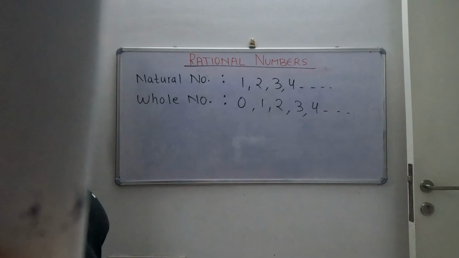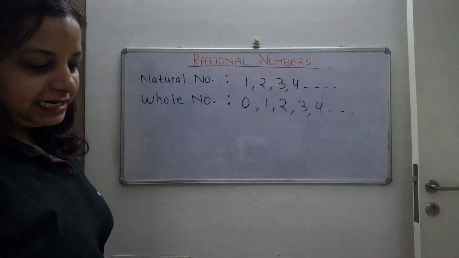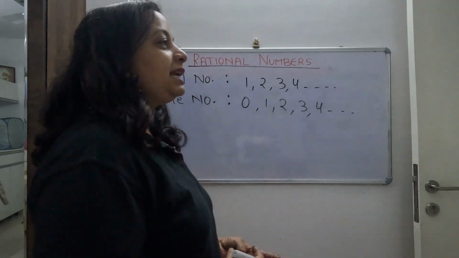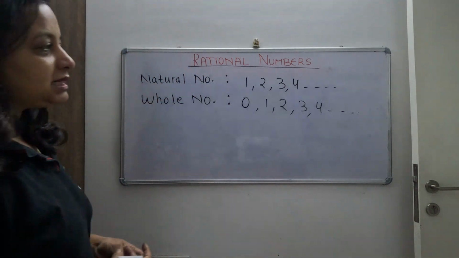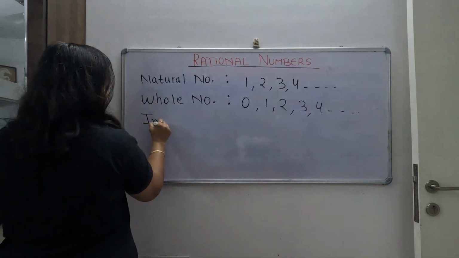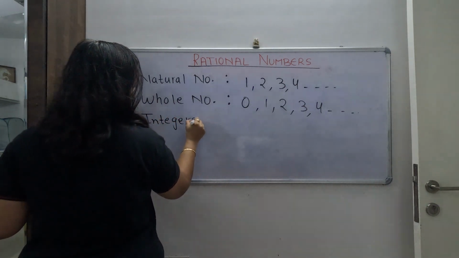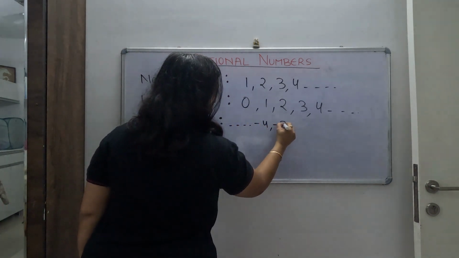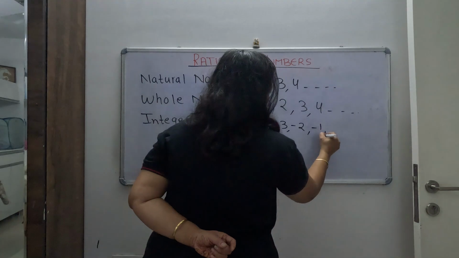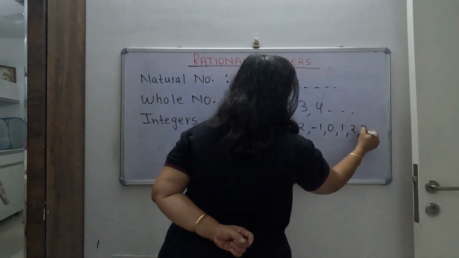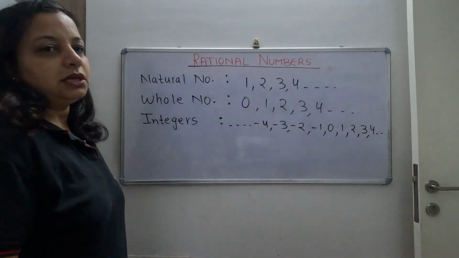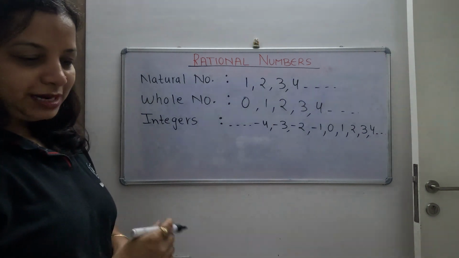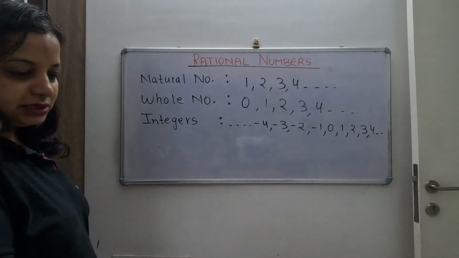After this, we need the integers. So all natural numbers, 0 and negatives of counting numbers are called integers, right? So negative numbers, zero and positive numbers are all included in the integers.